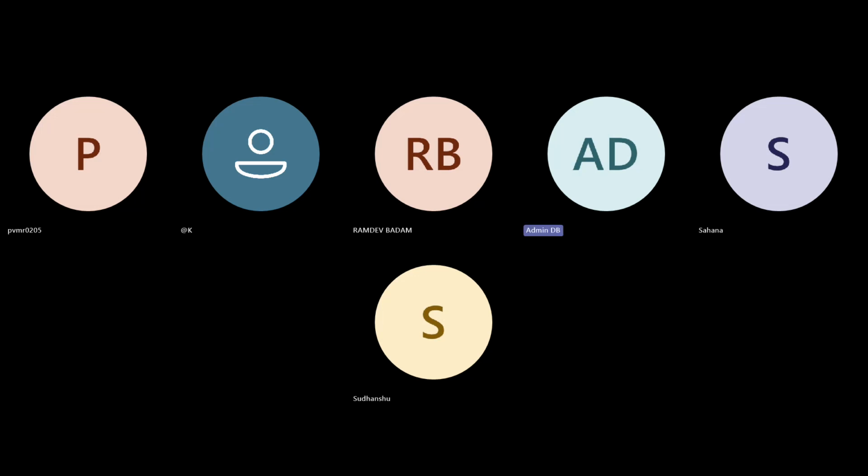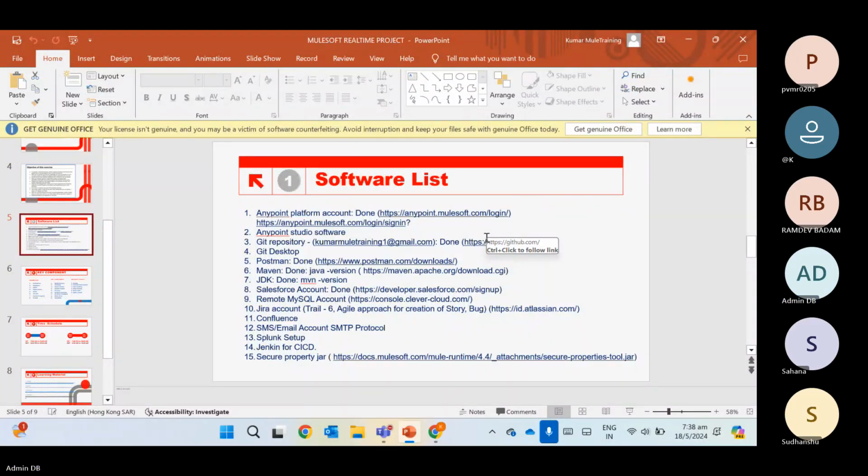First, for the Anypoint platform, you need to go to Anypoint login. Are you sharing your screen? I couldn't see your screen. Okay, let me quickly check. Yeah, let me share my screen. Let me know if my screen is visible. Yeah, it's visible. Okay, fine.